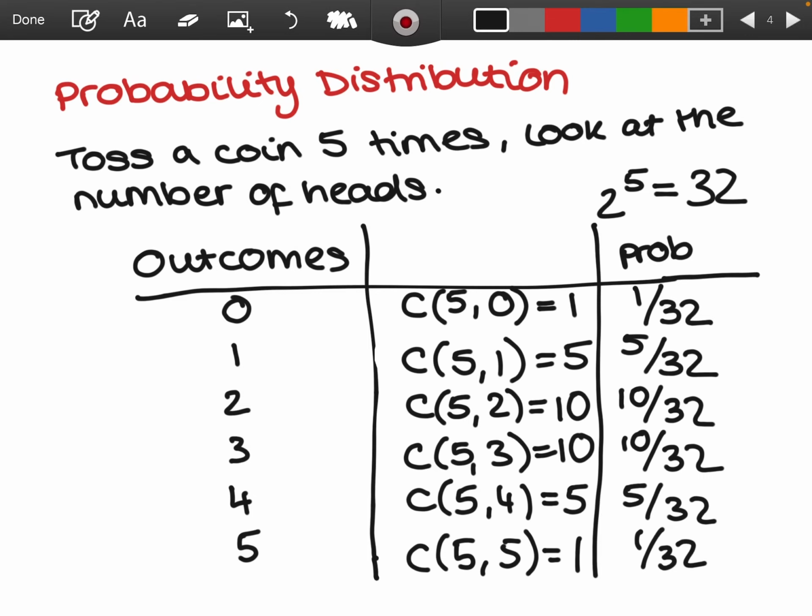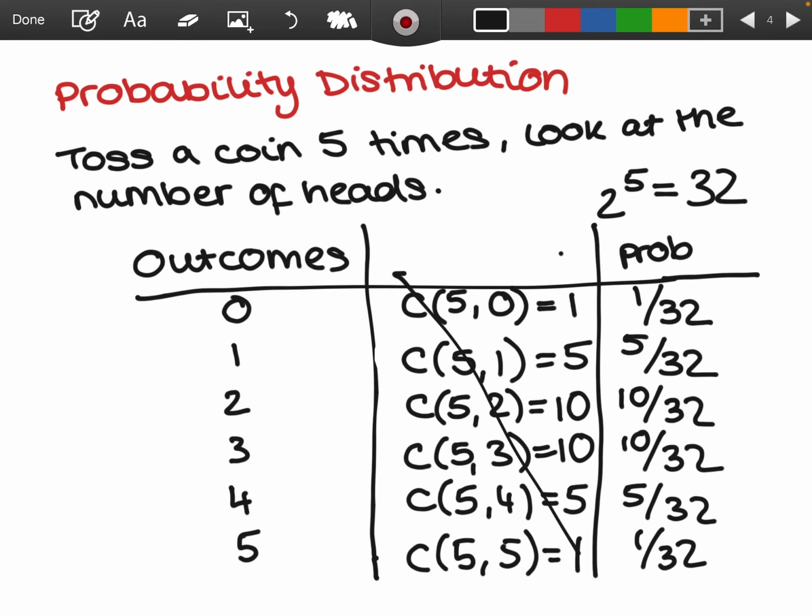So the probability of having no heads from 5 tosses of a coin is 1 out of 32. There were 32 different sequences of heads and tails, and 1 out of 32 of those sequences has no heads. That would be where I had tails, tails, tails, tails, tails. So all 5 were tails. Out of the 32 different sequences, 5 out of the 32 sequences have exactly 1 head. So the probability of getting 1 head and therefore 4 tails is going to be 5 out of 32. And you carry on with this with each outcome.